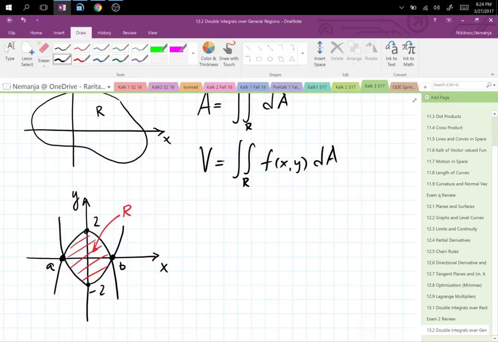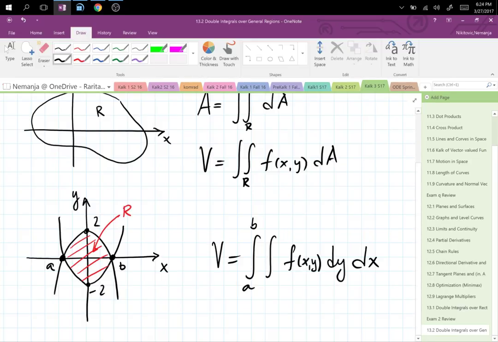So to find the volume of that shape, I am going to use this a and b on the outer integral, and that's my dx integral, because a and b are on the x-axis. And then the inner integral will have these two parabola functions as limits, and that's my dy. And then I have f of xy, whatever the shape of the function that is sticking out towards you is.